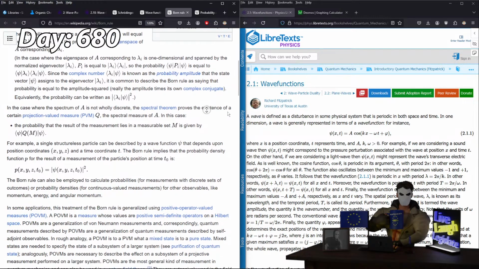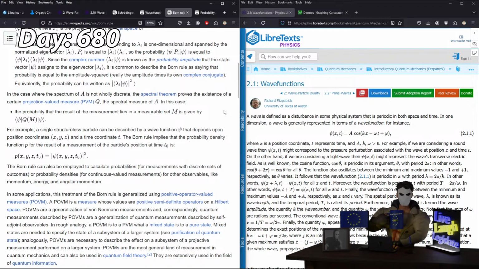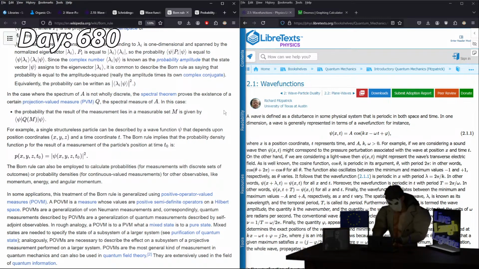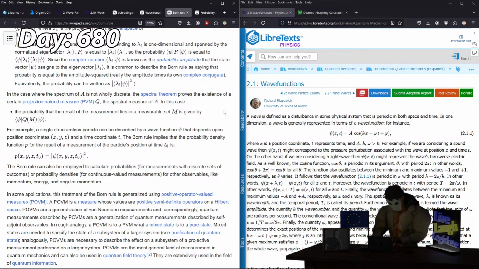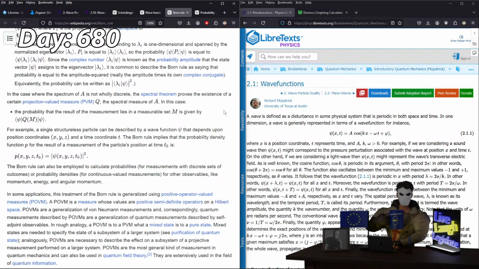In case the spectrum of A is not only discrete, the spectral theorem gives a projective valued measure, the spectral measure of A in this case. The probability that the result of a measurement lies in the measurable set is given by... Okay, so in other words, the wave function multiplied by its own complex conjugate is proportional to the probability of finding a particle in any given spot, because if it wasn't, then we wouldn't be able to measure them, and if we are not able to measure them, then we don't actually care if they exist or not.